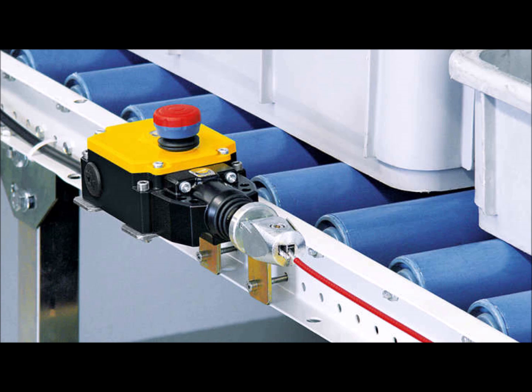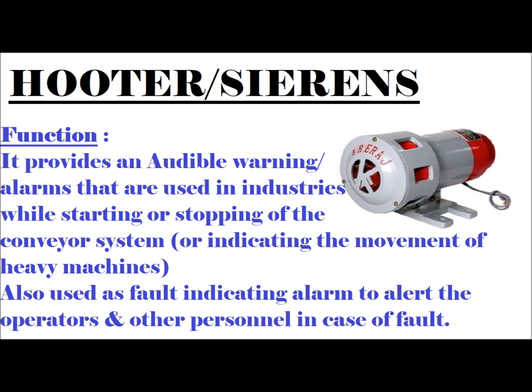Now we will come to the last safety equipment, that is hooters. The function of hooters is very simple. It provides an audible warning or alarm that is used in industries while starting or stopping the conveyor system, or even in case of any movement of heavy machineries, we use hooters or sirens.